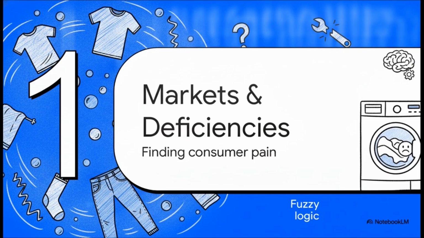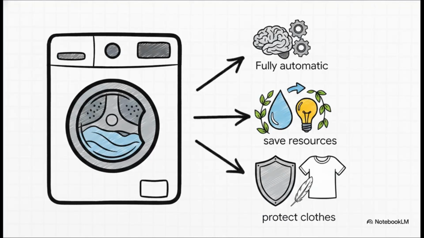Let's start with Section 1, Target Markets and Deficiencies. The entire foundation of this commercial pitch really rests on 3 core project objectives outlined in the report. First up, the system aims to make washing fully automatic. So instead of those arbitrary binary timers we're all used to, this system uses specific inputs, dirtiness, load weight, fabric type, to auto-calculate the exact wash time and water level.